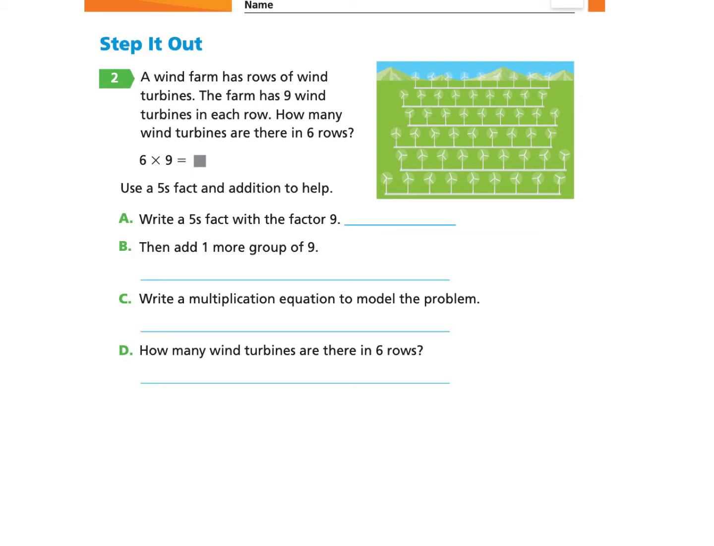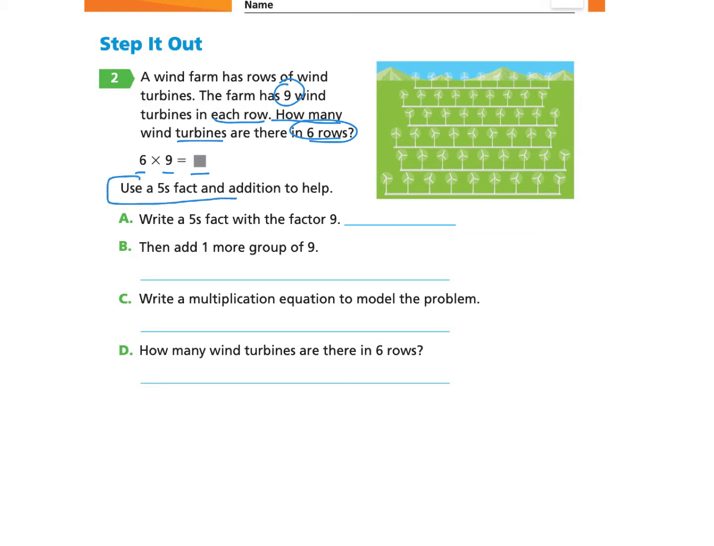A wind farm has rows of wind turbines. The farm has 9 wind turbines in each row. How many wind turbines are there in 6 rows? So they've written out a multiplication equation for us, 6 rows with 9 wind turbines, and then they block the answer for us. And then they have this great picture over here where there's 9 turbines and 6 rows as a visual in the green. And then they give us a little more information.